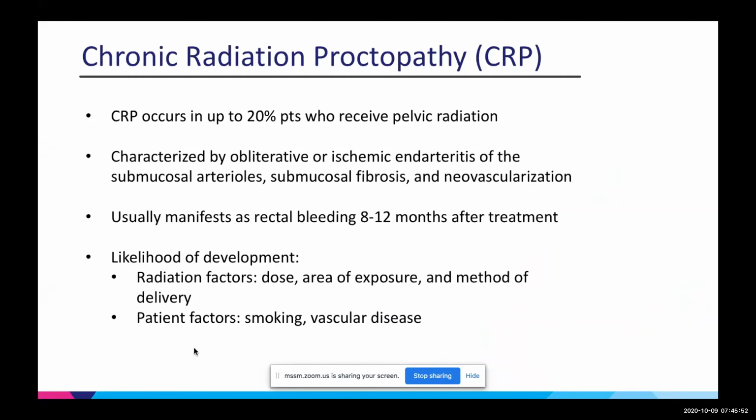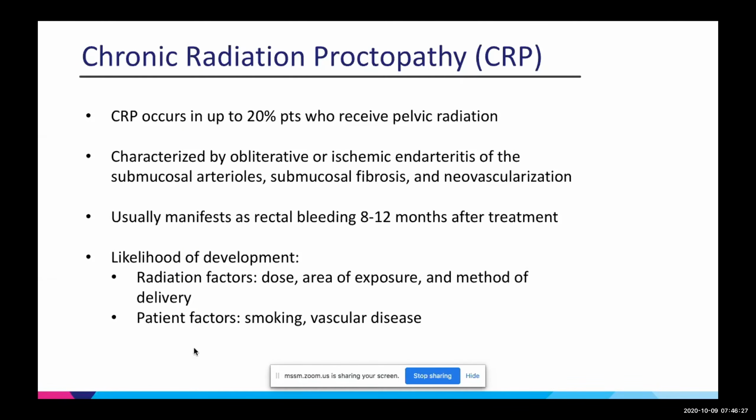Chronic radiation proctopathy occurs in up to 20% of patients who receive pelvic radiation. It's characterized by this obliterative or ischemic end arteritis of the submucosal arterioles, submucosal fibrosis, and neovascularization. It usually manifests as rectal bleeding about 8 to 12 months following radiation treatment, but symptoms can occur at any time up to 30 years after exposure. Other symptoms include obstructed defecation due to strictures leading to constipation, rectal pain, and urgency.